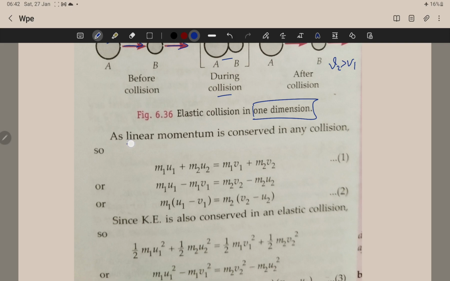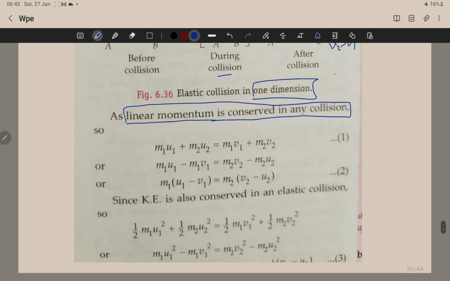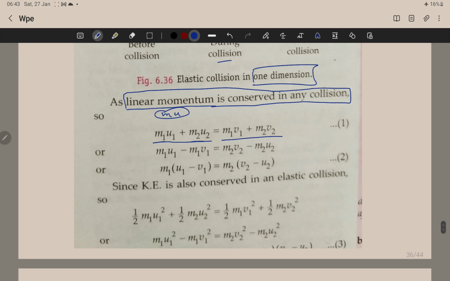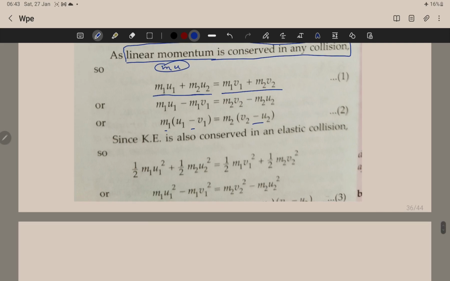First, we know that linear momentum is conserved in all collisions. So we use this equation: m1 u1 + m2 u2 equals m1 v1 + m2 v2, since momentum is mass into velocity. Initial momentum m1 u1 + m2 u2 equals final momentum m1 v1 + m2 v2. We put m1 terms on one side and m2 terms on the other side. Then we take m1 and m2 common, so we get m1 (u1 minus v1) equals m2 (v2 minus u2).